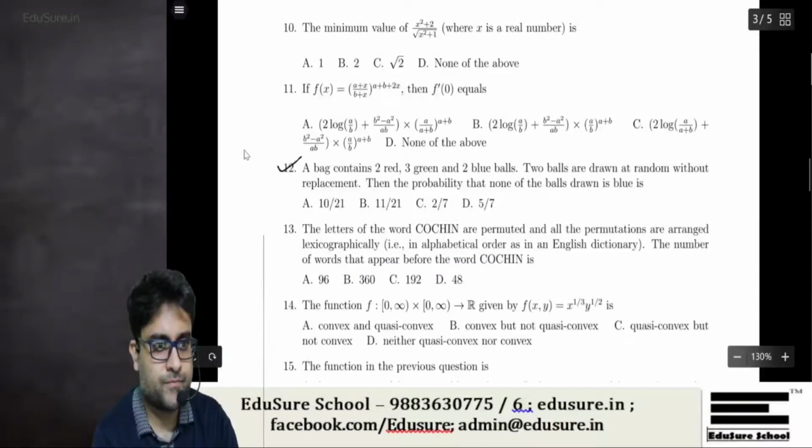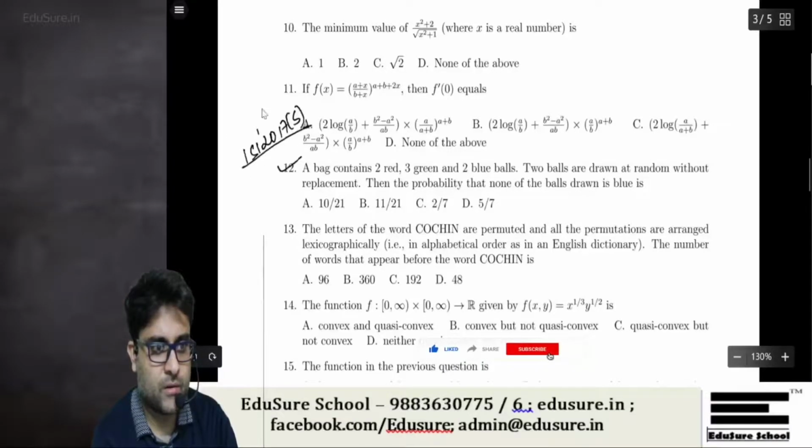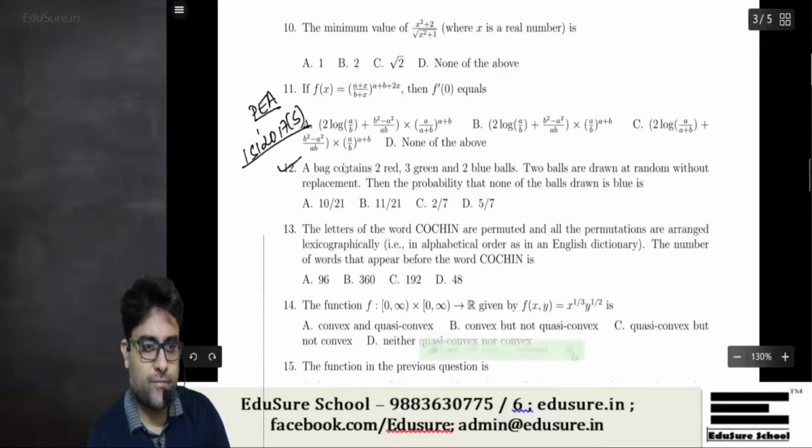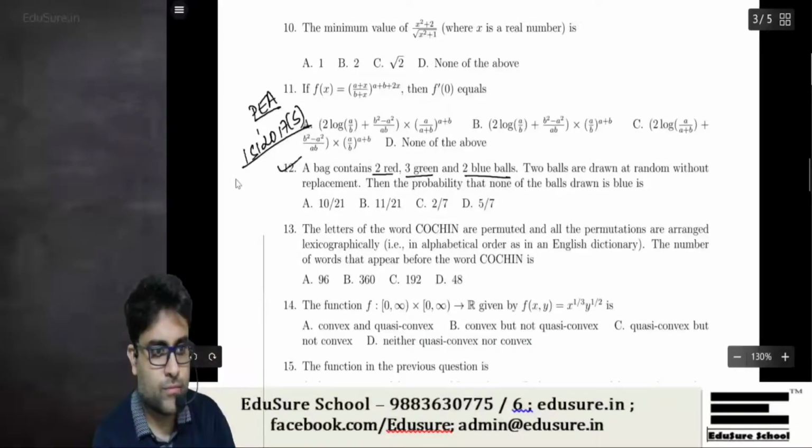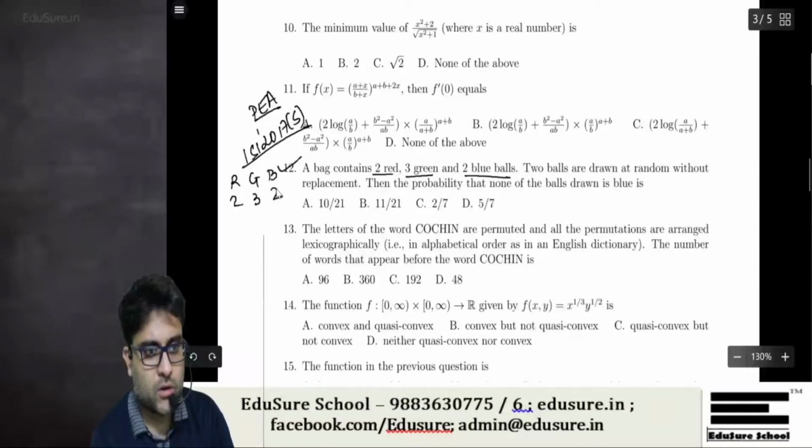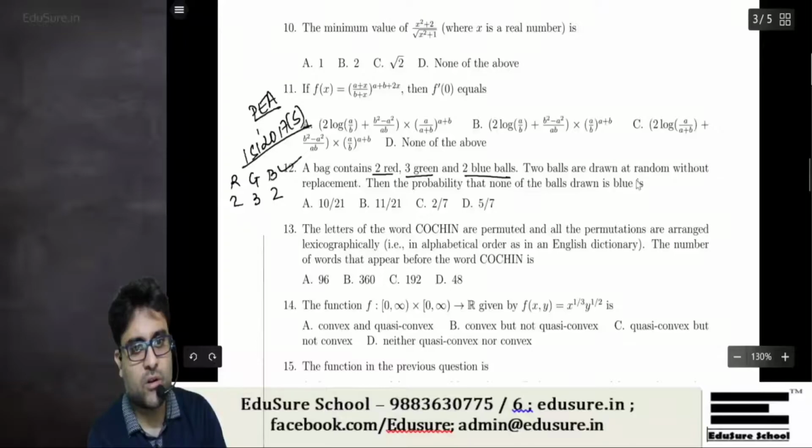This is ISI 2017 sample paper PEA. Question number 12. A bag consists of 2 red, 3 green, 2 blue. Red, green, blue: 2, 3, 2. 2 balls are drawn at random without replacement. Then the probability that none of the balls drawn is blue.